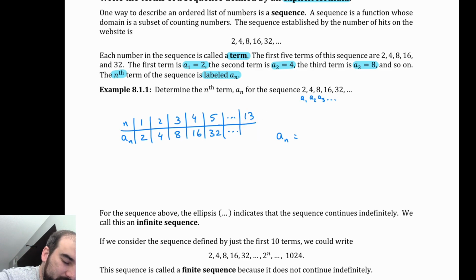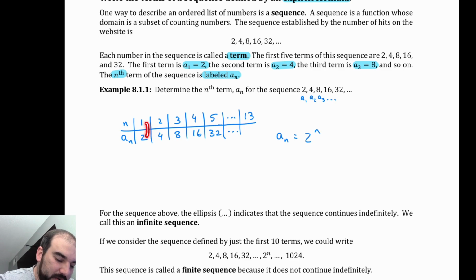So what is the relationship between n and the nth term? The number, the index, and the term in the sequence. What is the relationship there? Can you guys tell? Is it 2 to the power of n? Good. 2 to the power of n does seem to fit all of these, right?